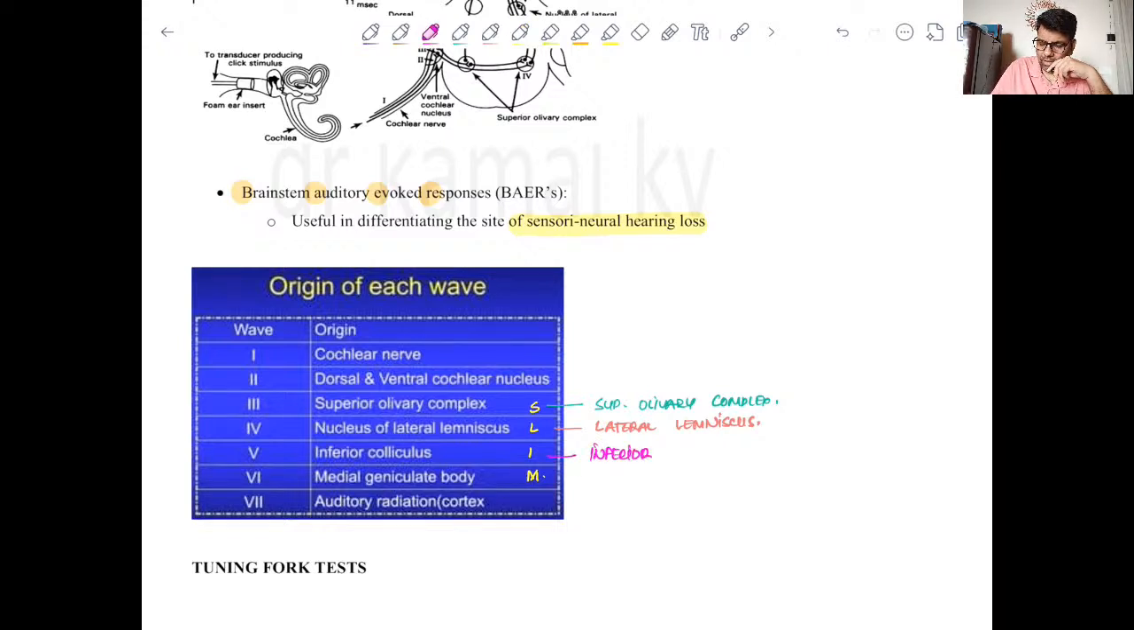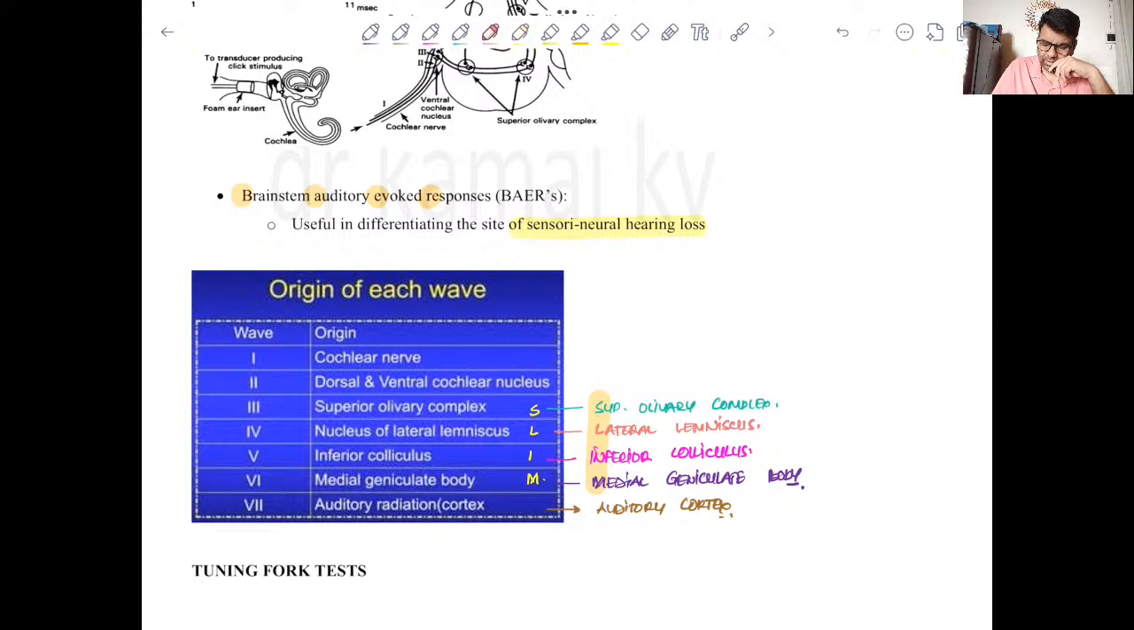inferior colliculus, and M is for medial geniculate body. The lateral geniculate body is related to vision. So here you can remember one mnemonic, SLIM, and after this, of course, the last is the auditory cortex. Clear? And before this, you can remember the nuclei of cochlear.